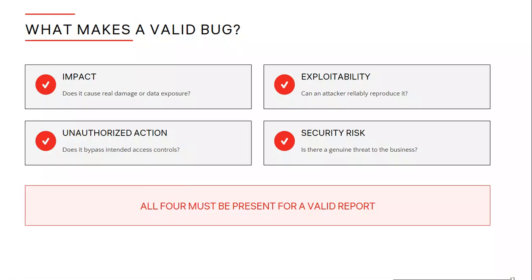And security risk: is there a genuine threat to the business? This is where you start looking at the integrity of the business, the confidentiality of the business, the availability of the business. So all four must be present for a valid report. If all this is not present in the report, then the report is not valid and it won't be accepted.